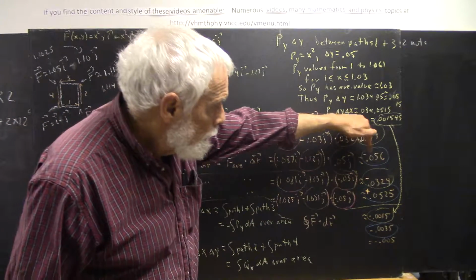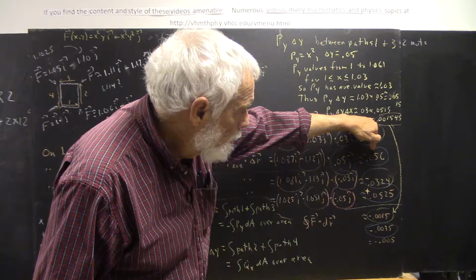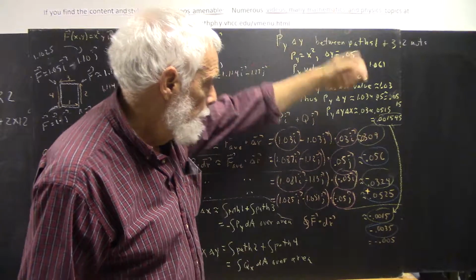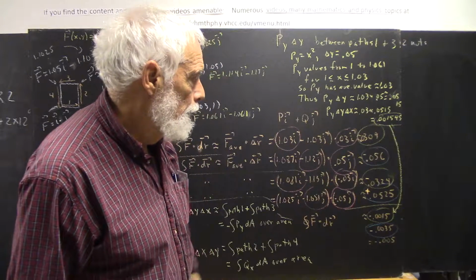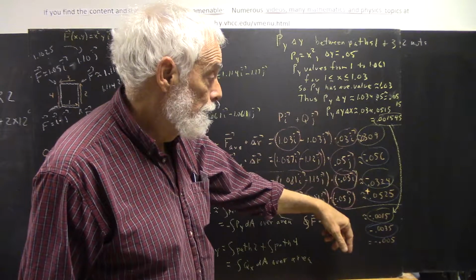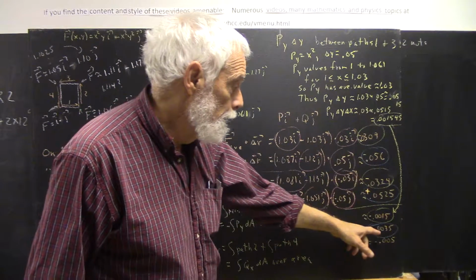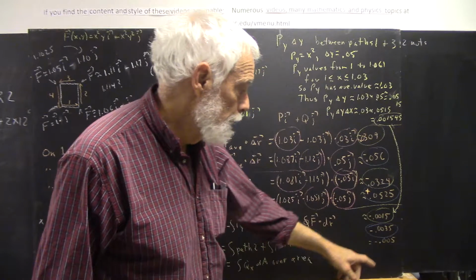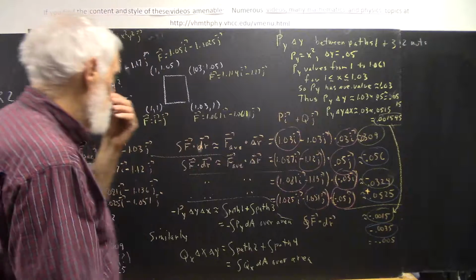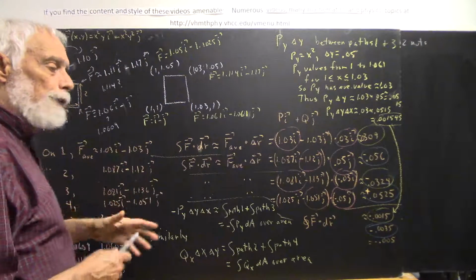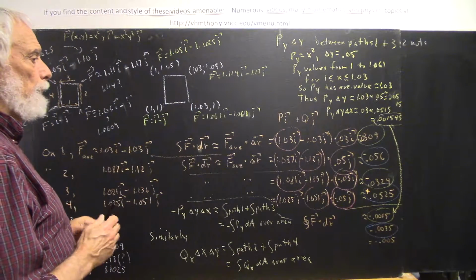Now, the net contribution of this path and this path, subpath 2 and subpath 4 if you like, turns out to be, well, our integrals are negative 0.056 here and positive 0.0525 here. If we add these, again, we get a negative 0.0035, giving us a total of about negative 0.005. So the integral all the way around here is pretty small, about negative 0.005.